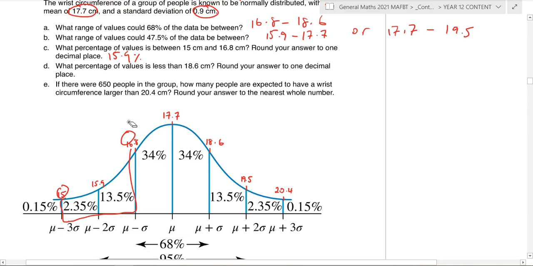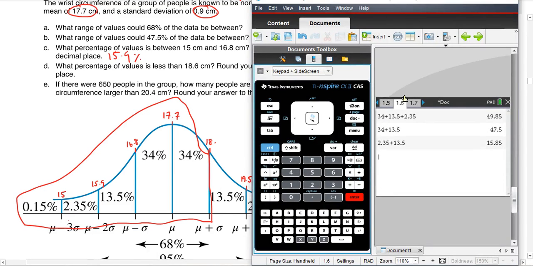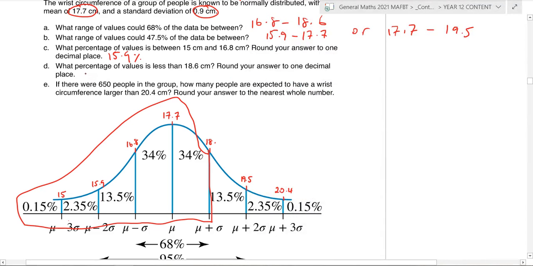Next question: what percentage of the values lies less than 18.6? If this is 18.6, we're looking at all the data that's less than that, so all of this. You're just going to add those percentages. So let's add them up. You've got 0.15 plus 2.35 plus 13.5 plus 34 plus 34, which equals 84%. So that would be 84% for that one.